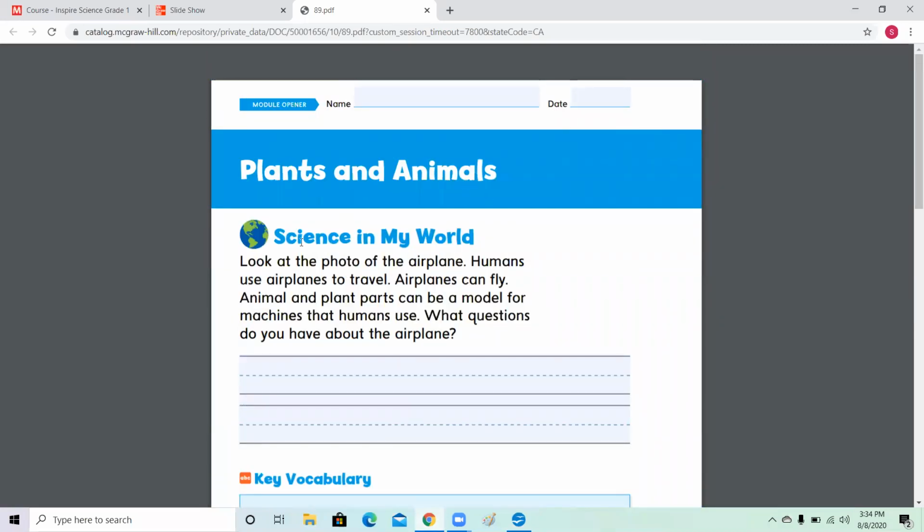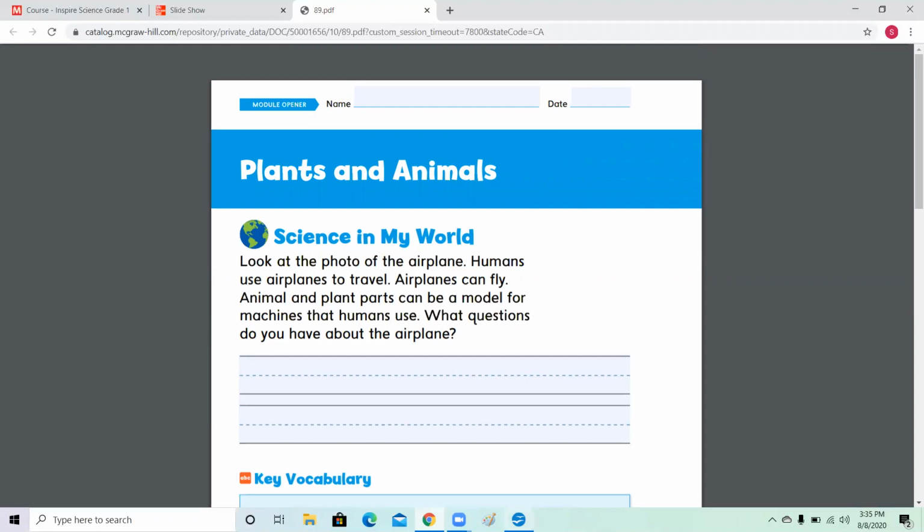Plants and animals. Look at the photo of the airplane. Humans use airplanes to travel. Of course, if I want to go somewhere far, I cannot use my car or a bus, I can take the airplane. And it's fun, it's fast, and I can go to many different places. Airplanes can fly. Animal and plant parts can be a model for machines that humans use.